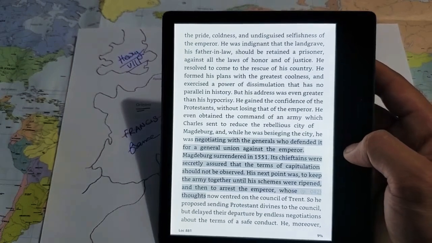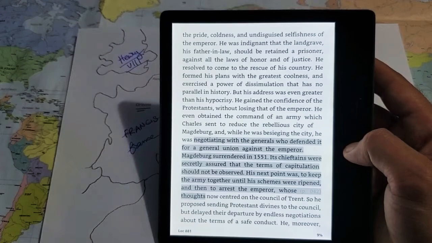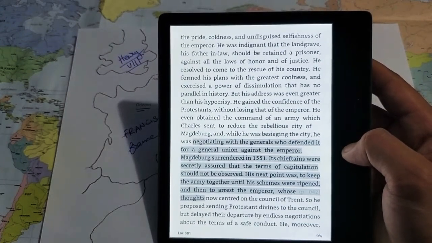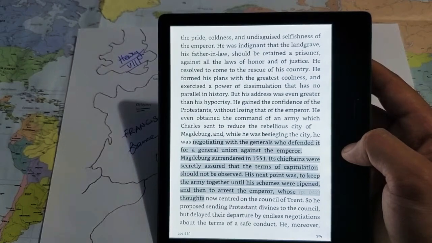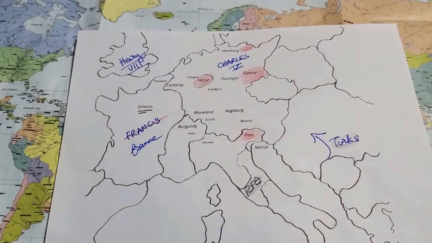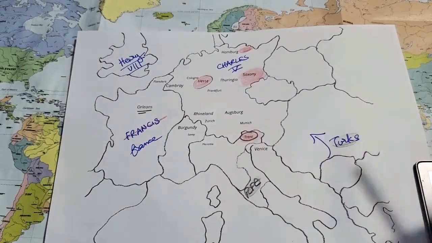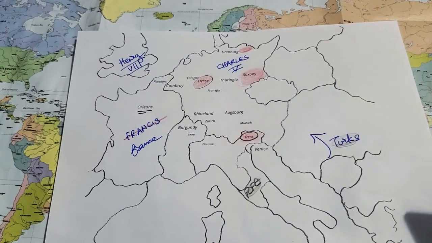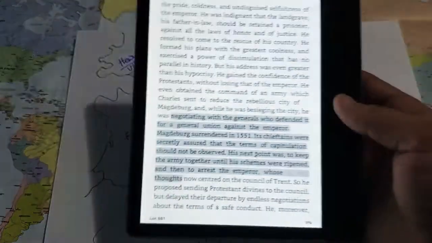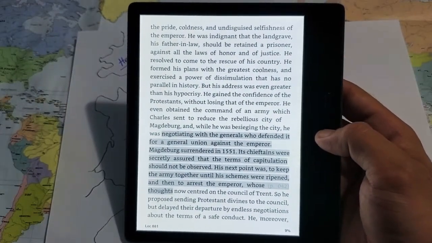Its chieftains were secretly assured that the terms of capitulation should not be observed. His next point was to keep the army together until his schemes were ripened, and then to arrest the emperor, whose thoughts now centered on the Council of Trent. So the Catholic Church is having its ecumenical council in Trent, and he's thinking, well, I just got to get this over with since I already sacked all the Protestants, and I don't have to worry anymore since I'm going to be the greatest ruler in German history.